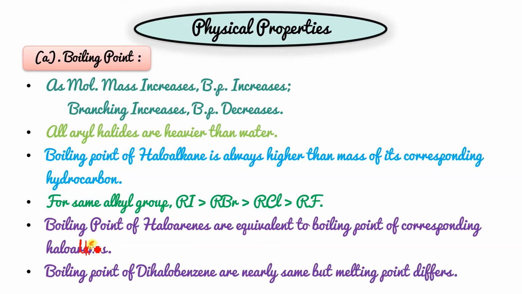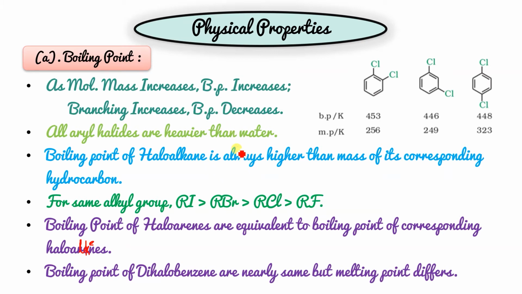Boiling points of dihalobenzenes are nearly the same, but melting points differ. Dihalobenzene means we are talking about ortho, meta, and para. So their boiling points are nearly the same, but their melting points differ, because the para dihalobenzene fits into the crystal, and that's why its melting point is quite different from the other ortho and meta. So this is the experimental factor.